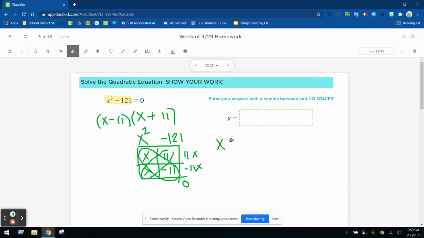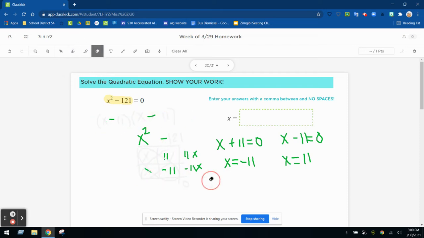So x plus 11 is my first factor. I'm going to set it equal to 0. I subtract 11 to get x equals negative 11. My second factor is x minus 11. So I get this equal to 0. X equals 11. Okay, so that's how to do it by factoring. And I am sorry that I showed you this extra long way because even I forgot that we could factor by taking square roots. So I'm going to backtrack here. So our answers are 11 and negative 11.